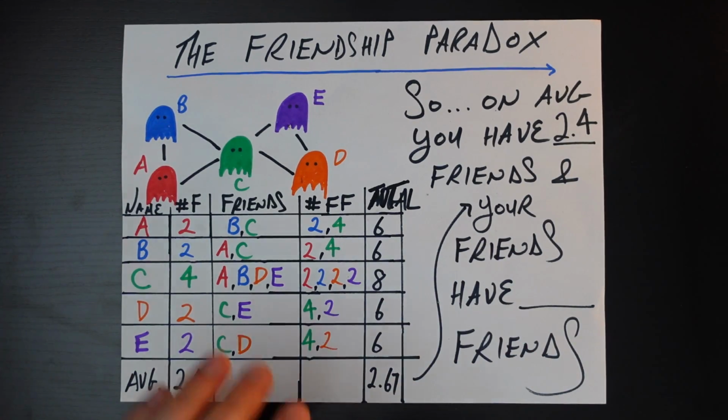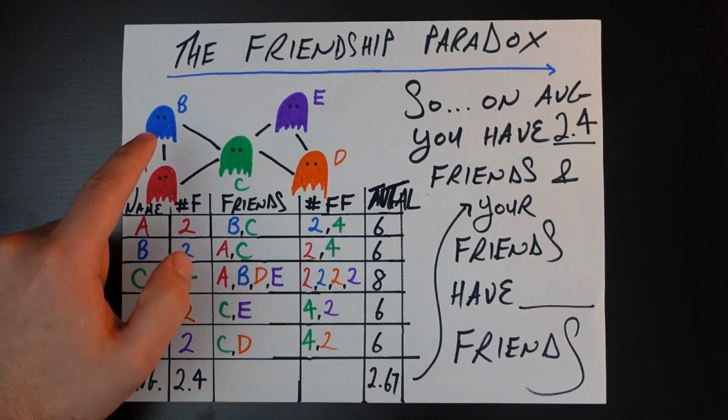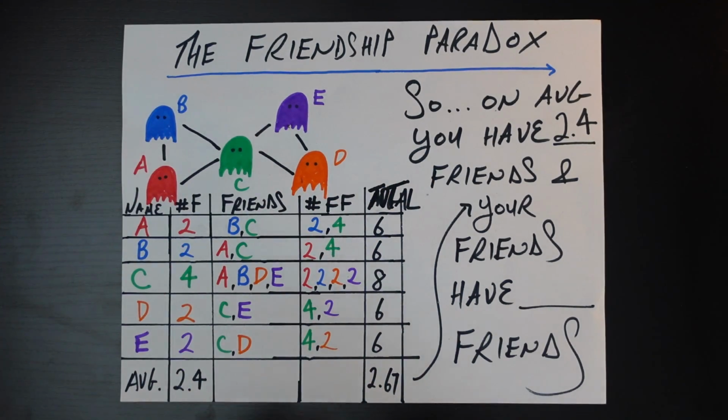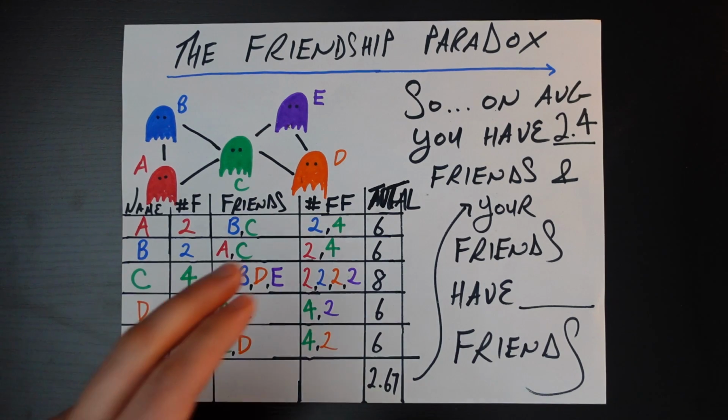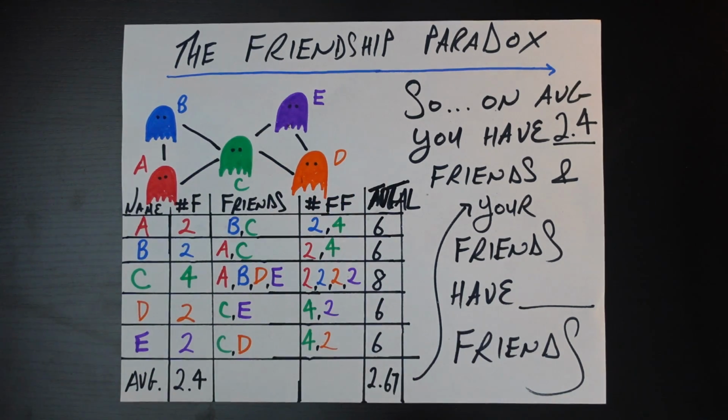So we're going to start here with this toy example, this toy network of 5 ghost people. And each of them is connected to some other ghost people via these edges, which represent friendship. So for example, A is friends with B and C, C is friends with everyone, D is friends with E and C, and so on and so on.